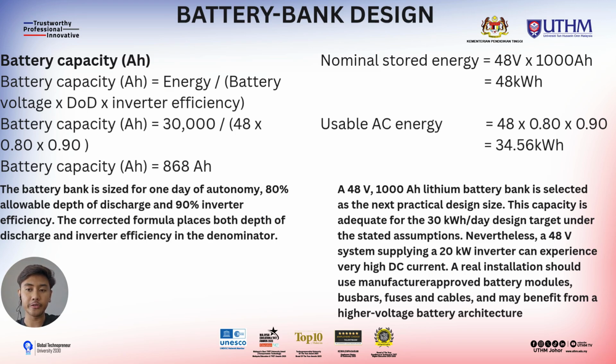After factoring in the efficiency, our usable AC energy is 34.56 kilowatt hours, which successfully meets our daily target. However, as highlighted in the note, a 48 volt system running a large 20 kilowatt inverter will produce a very high DC current. To handle this safely in a real situation, we must use manufacturer approved modules, heavy duty bus bar, proper fuse, and thick cable to avoid overheating.